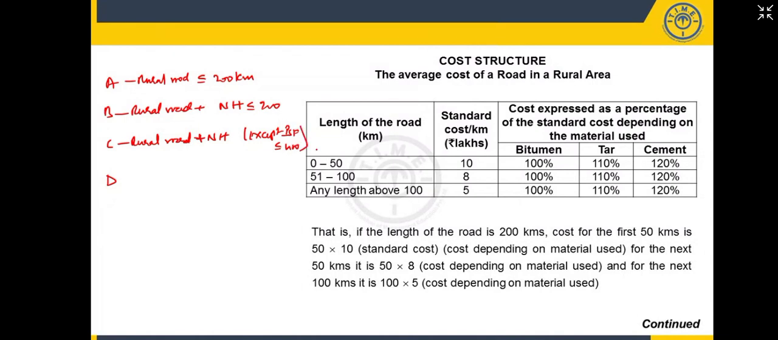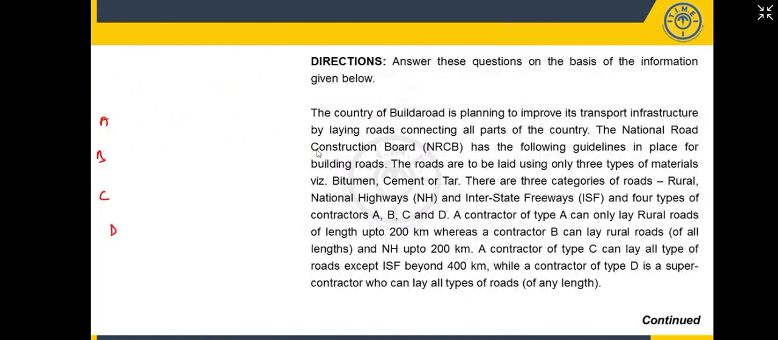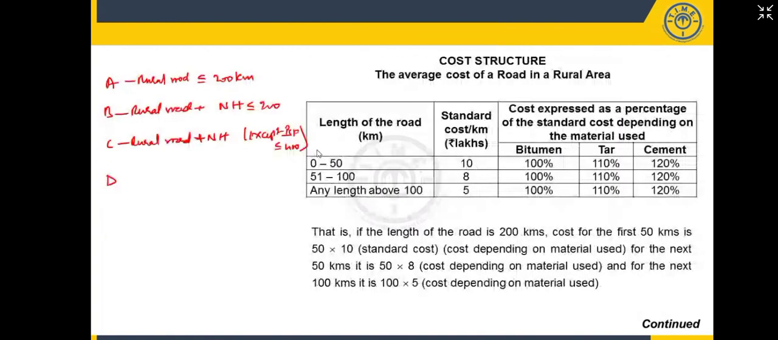And what about contractor D, friends? Contractor D is a super contractor. He can lay anything. He can go for rural road, national highway, and ISF, all three of any length also. He's a super contractor.